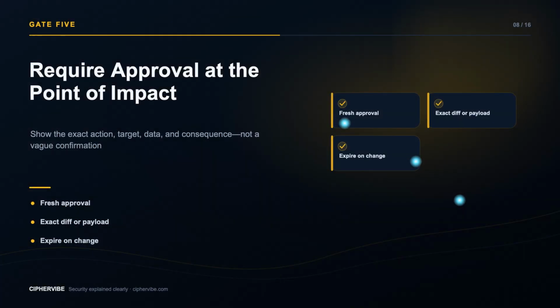For sending, deleting, publishing, purchasing, or production changes, pause at the point of impact. The reviewer sees the exact action, target, payload, and consequence. Approval is fresh, narrowly scoped, and invalidated if the proposal changes. The test harness verifies that declining or timing out cannot be bypassed.